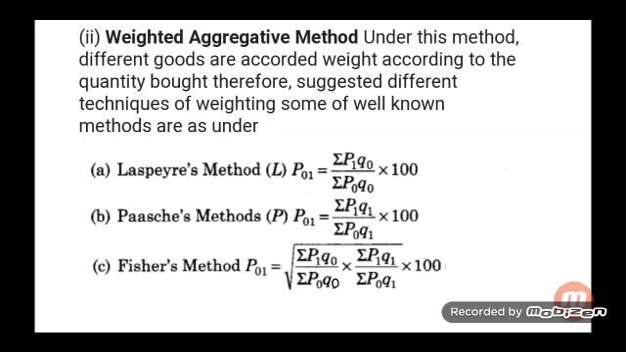These are the three methods in your syllabus for the weighted aggregative method, and we will use these formulas to calculate the index number. Q0 means we are talking about the quantity for the base year. P0 means the price for the base year. P1 means price of the current year, and Q1 means quantity of the current year. Fisher's method is an ideal method which is used to calculate the weighted aggregative method.